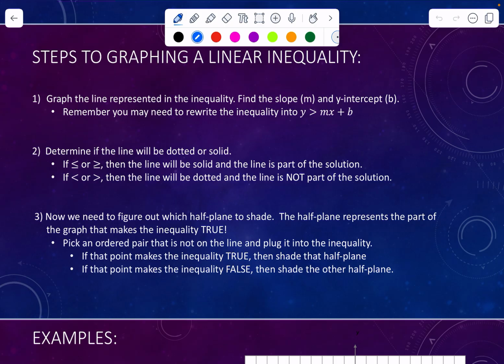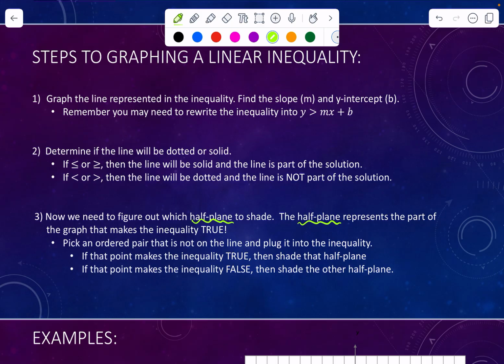The last thing then that we need to figure out is what are the other ordered pairs that would also make that inequality true. That set of ordered pairs is what we call a half plane. Okay, so what we're going to do is figure out which half plane to shade. The shading represents the ordered pairs that make the inequality true.